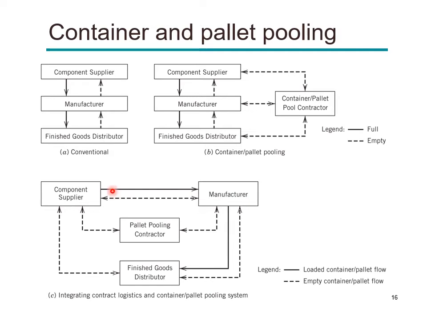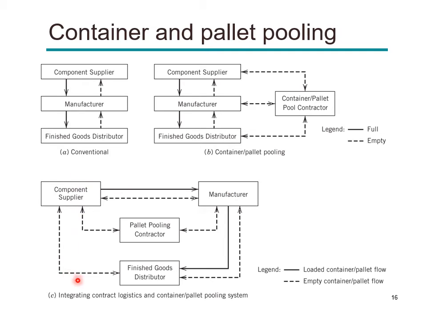This is an integrated system in which you see here there's still a hierarchy. The component supplier is in relation with the manufacturer and the container. Again, this finished goods distributor is in relation with the manufacturer and the container.